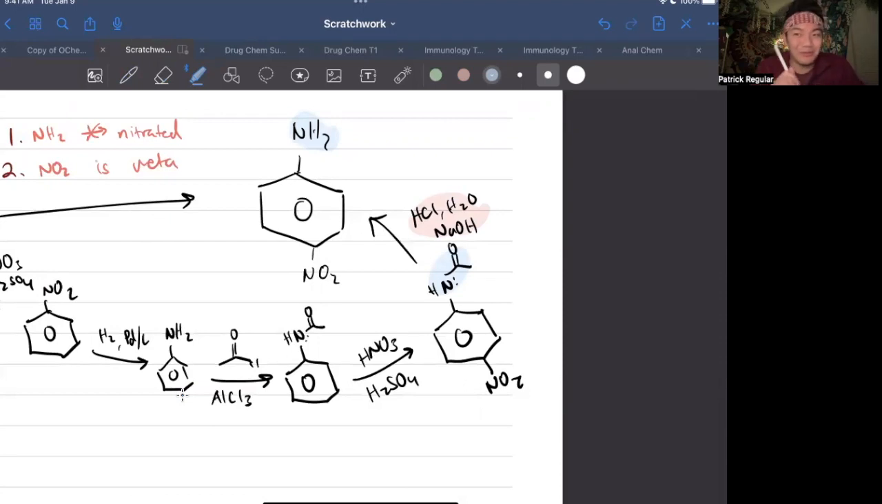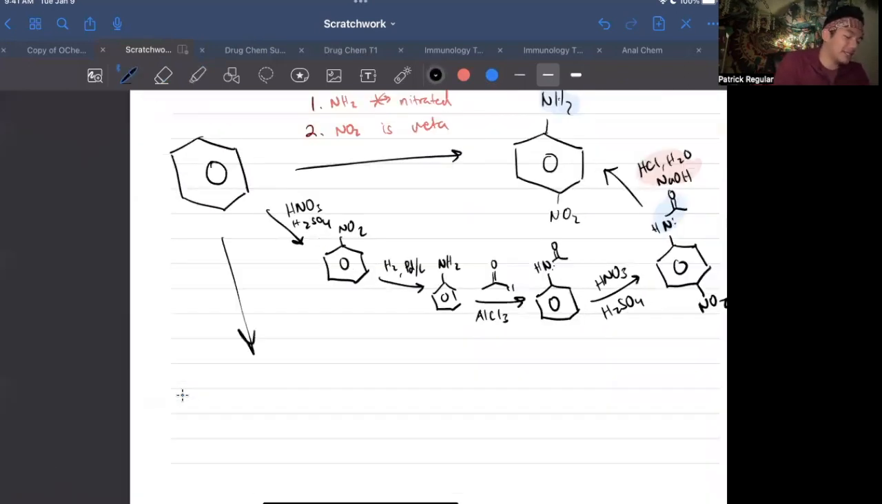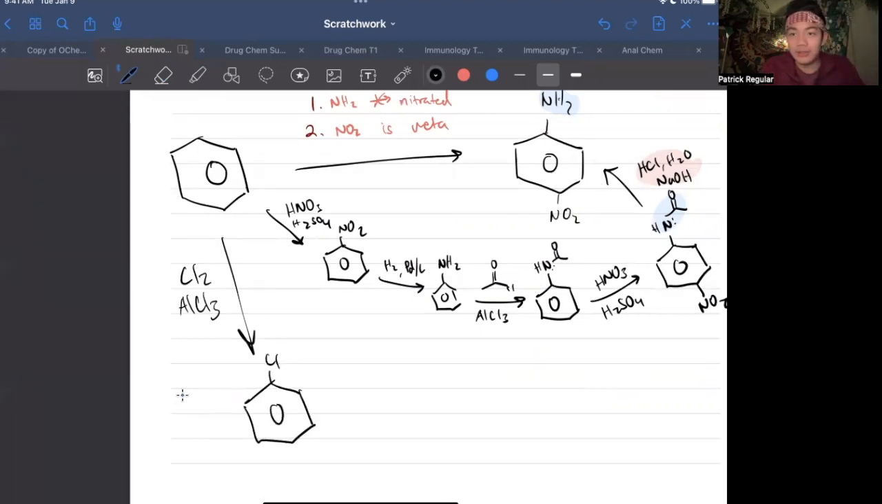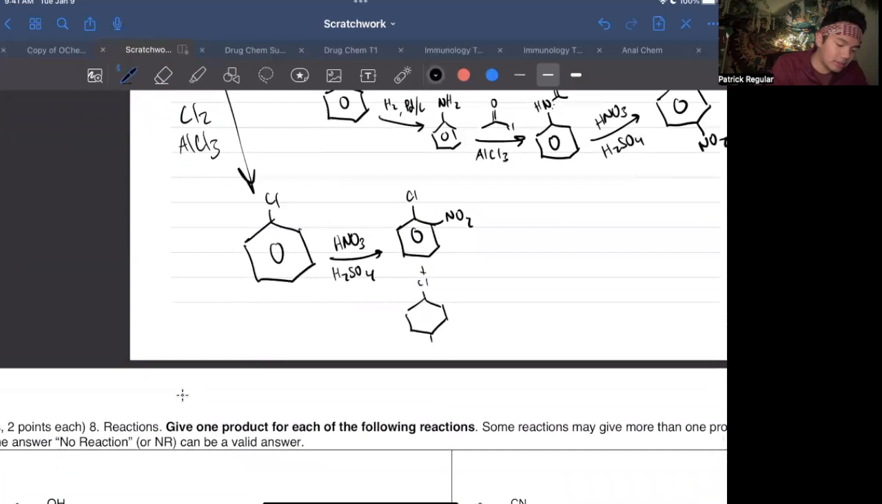Yes, through nucleophilic substitution. So let's paint the picture again. Let's say we were to chlorinate it: Cl2, AlCl3. This chlorine is ortho-para directing. So if we were to nitrate it again, HNO3, H2SO4, we get two products. There's no regioselectivity. It's the ortho compound, ClNO2. Right? You have to put both.